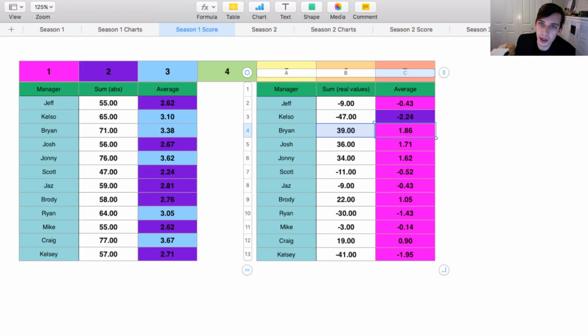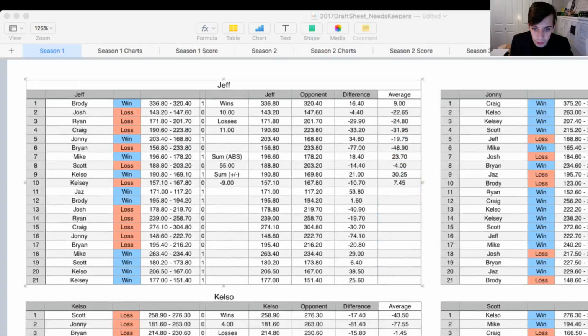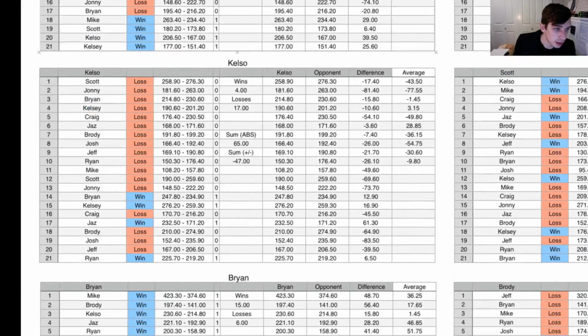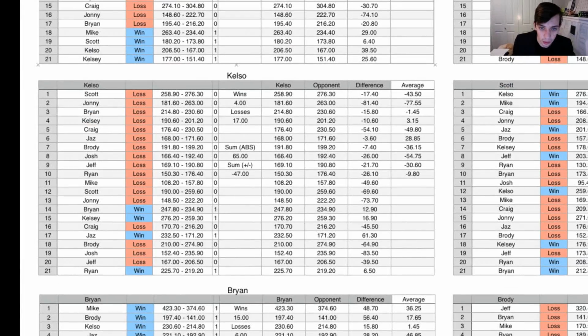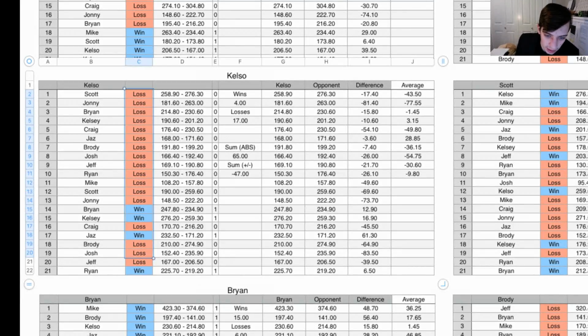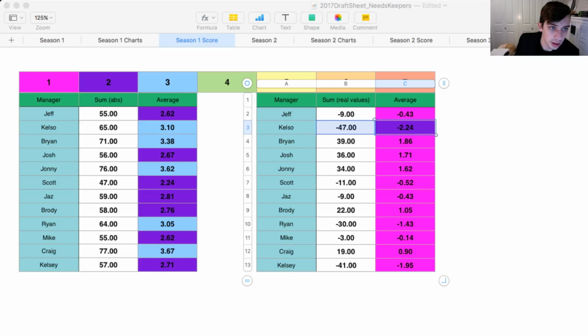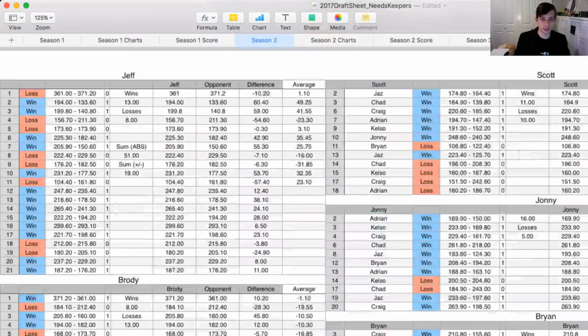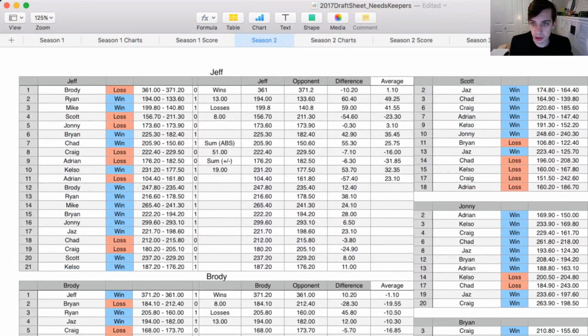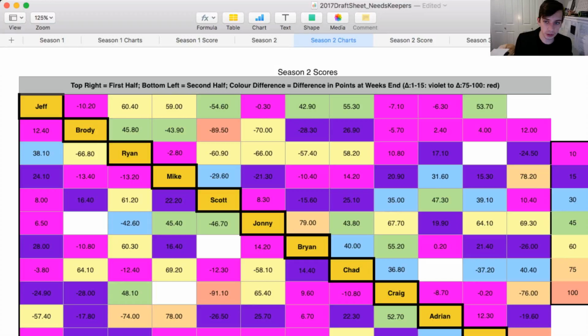So what this shows is that Brian has the highest variety in his favor, whereas Kelso is the only person to significantly have a strong negative, which makes sense if we look here at Kelso's game, where, I'll unlock this, where you can see he's got all of these losses, and that in turn is what gave him this score.